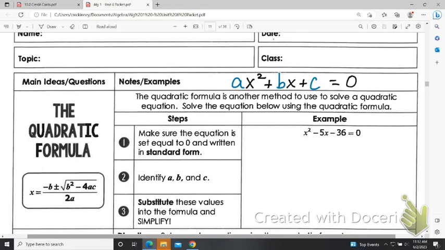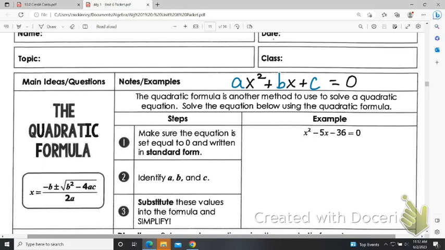And we need to identify these numbers after the equation is set equal to 0. If we try to identify them before it's equal to 0, it's not going to be helpful because the signs might not be right, or we might have more than 3 numbers. Okay? So this first one is already in standard form. Step 1, check, is done.